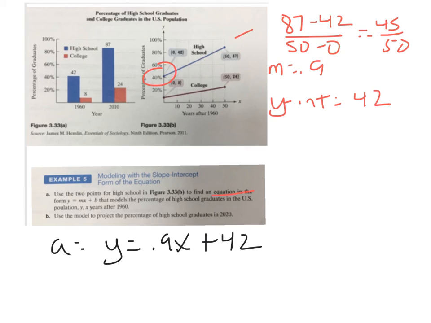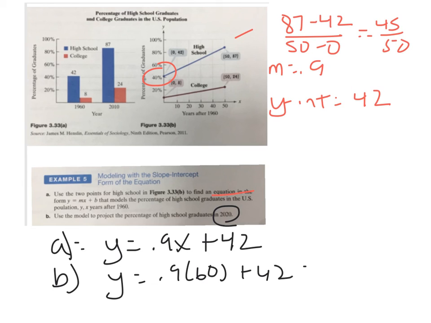Now for B, we want to be able to project what if I put 220 in. Well, 220 is 60 years. So if I take my equation and put 60 in for x, and do the math, I end up at 96. So the percentage is 96 projected by using the formula that I have.